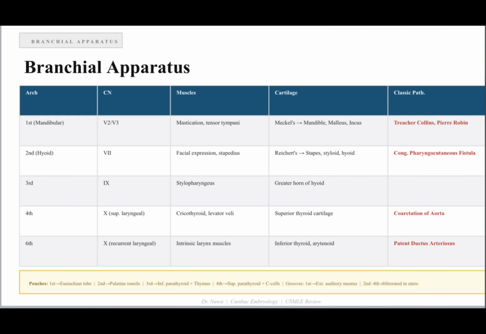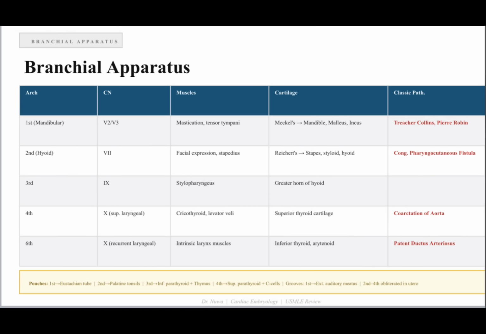5 arches, 5 nerves. Arch 1 runs on CN5, builds the muscles of mastication. Meckel's cartilage gives you the mandible, malleus, and incus. Classic, Treacher Collins. Arch 2 is CN7. Facial expression, stapedius. Reichert's cartilage builds the stapes.